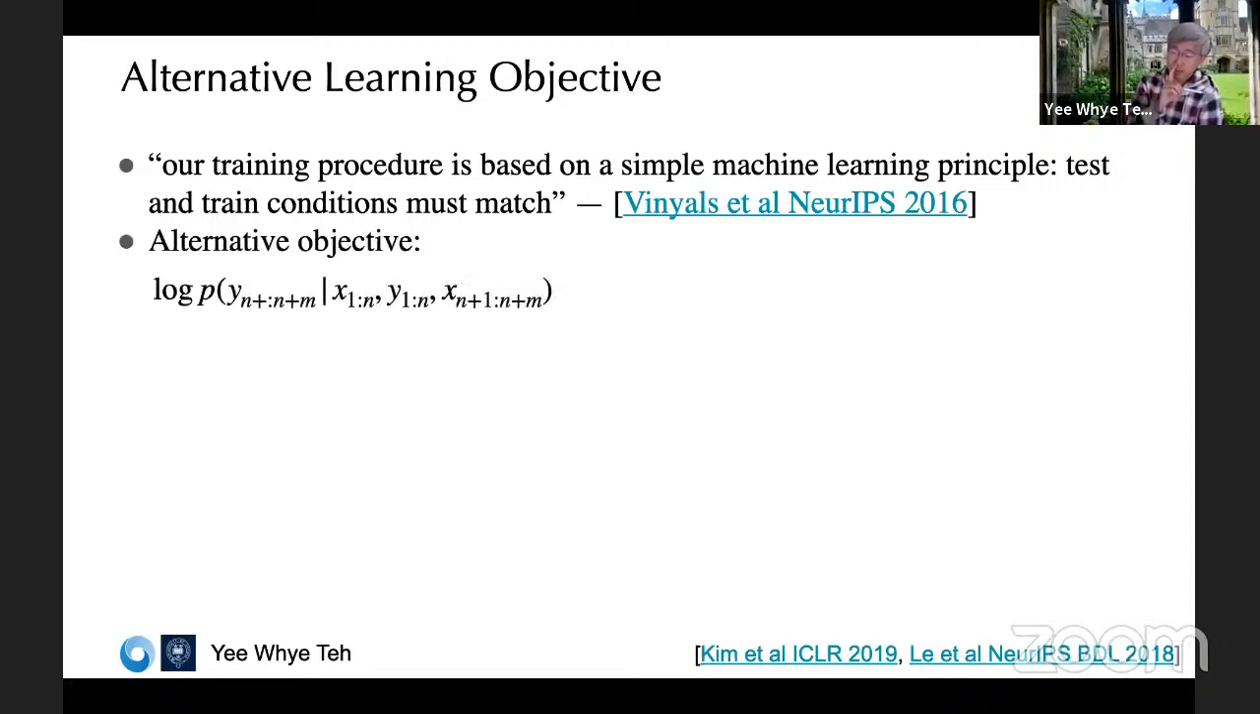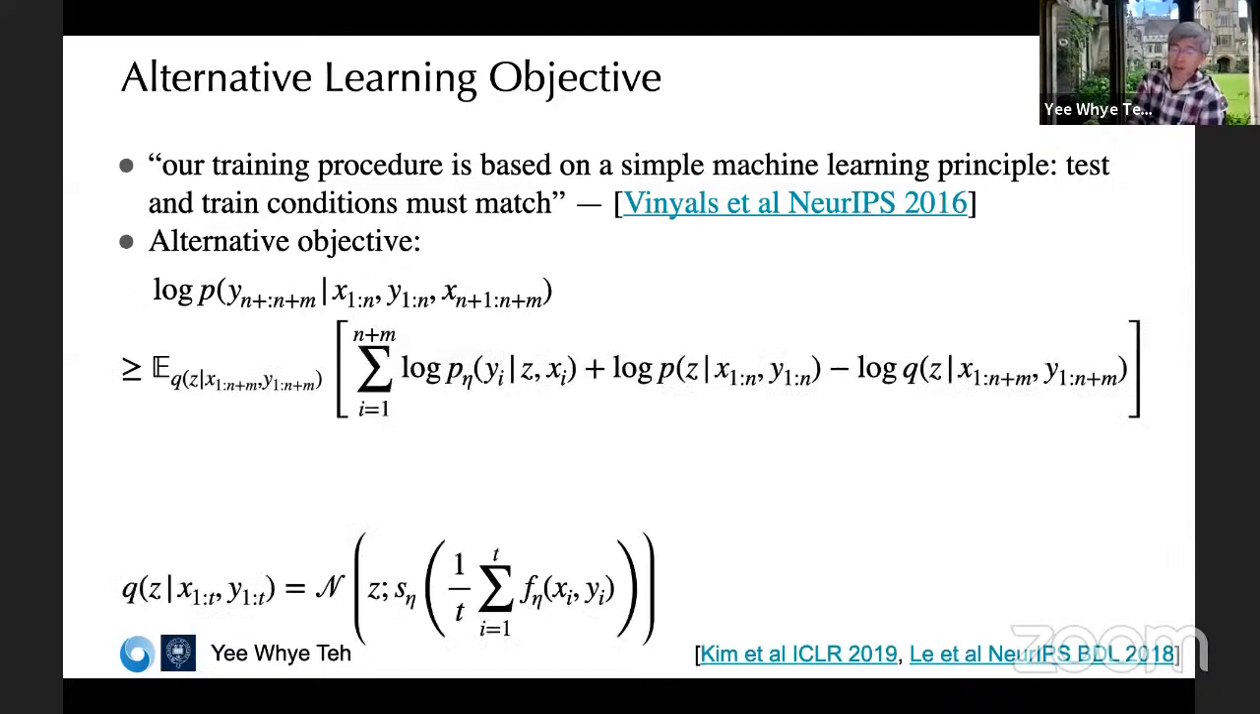So an alternative learning objective is to say, well, actually, this is the objective that we want. Okay, so we have the log of the conditional distribution of the test outputs given the training data and the test inputs. And of course, this objective is also intractable because it involves an integral over the posterior distribution over Z given the training data. But we can form a variational lower bound on this objective as before. So we're going to introduce a variational posterior Q. And this here is going to be a lower bound on that objective that we want to optimize.